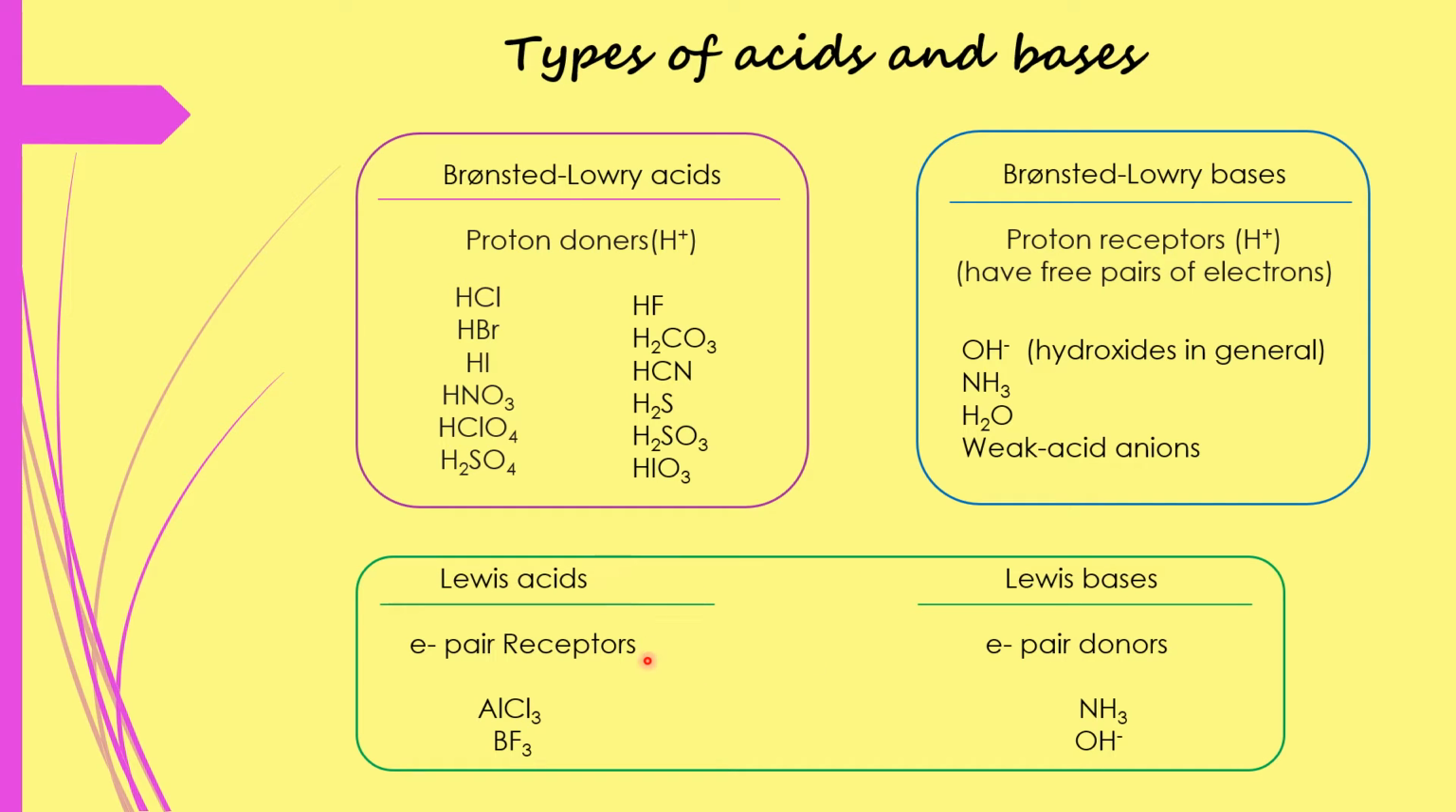This definition is based on the capability to receive or donate pairs of electrons. To calculate pH of strong acids or strong bases, we will focus only on these substances that I circled in red here. These are strong acids, these are all weak, and the only strong base that we will use is the hydroxide, okay? So forget about the rest for now.